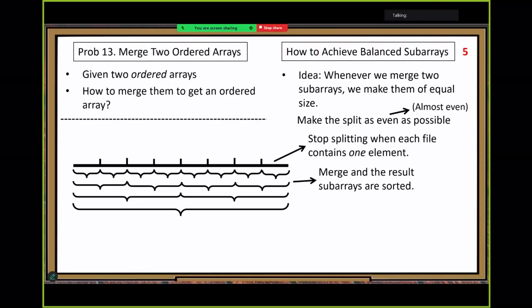So that's the divide and conquer approach. From this diagram, you can see that if we know how to merge two adjacent ordered arrays, then we can get the whole problem solved. We only need to solve this one problem. Then the whole merge sort is there.